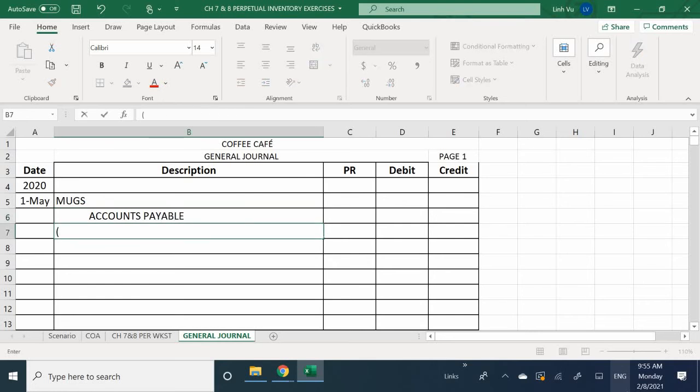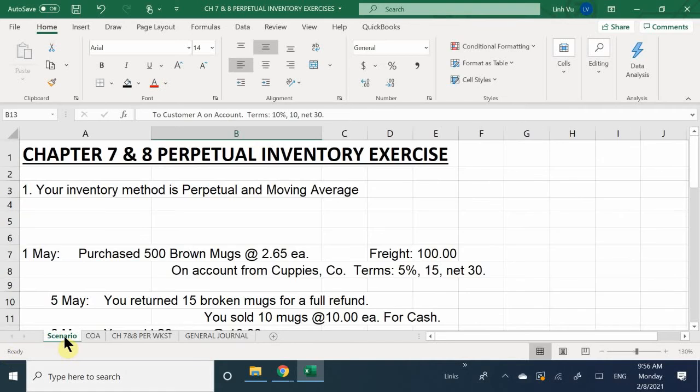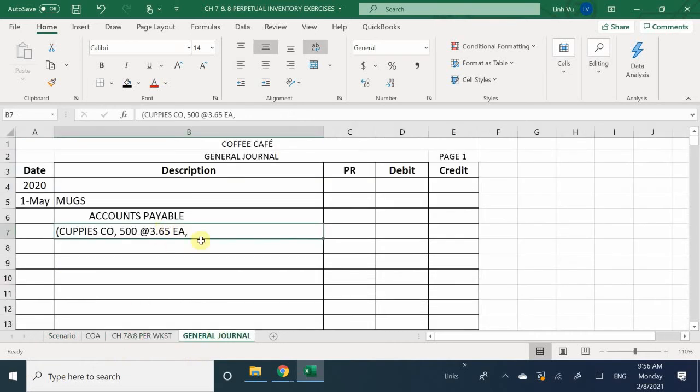Here, I'm going to place the vendor's information. I bought it from Cuppies Co. How many items did I buy? 500. At what price? $2.65 each. And lastly, was I given terms? Yes. It's good to journalize it so that I can keep track of when the discount period is due and what the percentage amount is. In this case, it's 5%, 15, net 30. That's a piece of information I'm going to add into my journal that is pertinent.